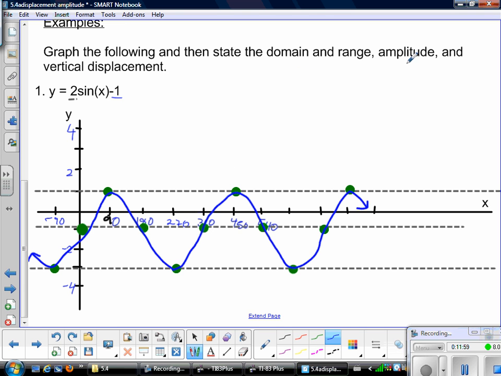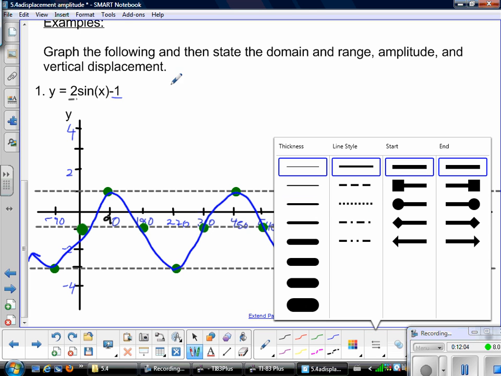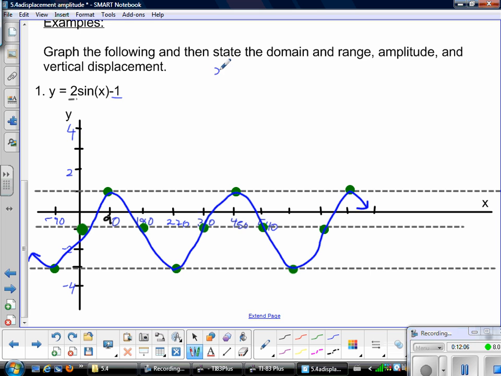Okay, now let's finish answering the question. It says state the domain and range, amplitude, and vertical displacement. Okay, so first of all, when I'm looking at my domain, x again can be any real number. You can put yours maybe below if you have room for that. So that's my domain. My range, y also is any real number such that, okay, and this is where our ping pong fits in. So it fits in between two numbers. The smallest number it can be is -3, and the highest number that it can be is +1.